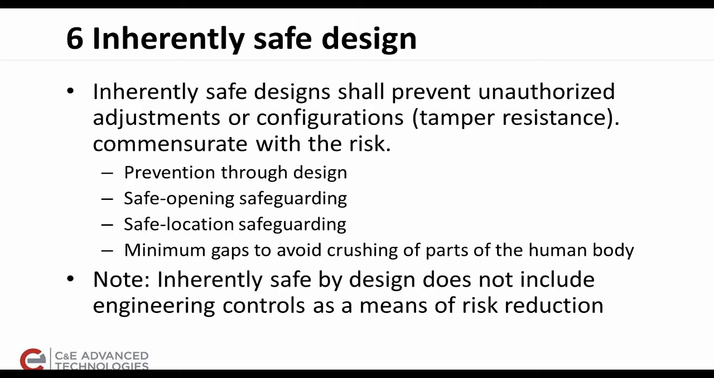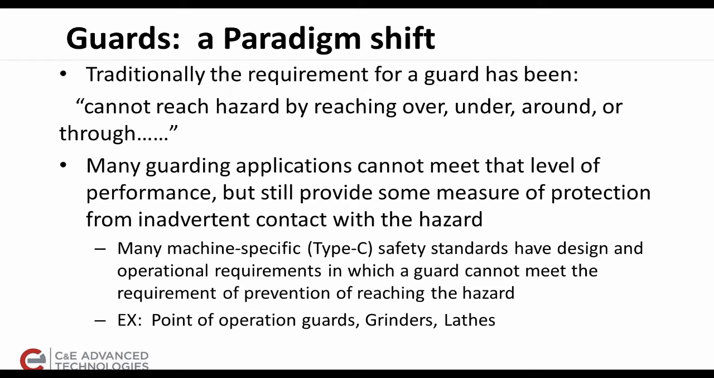Okay, we have the safe opening safeguarding, where the part actually blocks the opening to the hazard. Safe location, where the hazard is located in a position where it is not accessible. One point to remember is that inherently safe by design does not include the engineering controls as a means of risk reduction, because those are things that we are adding to the machine after the design. The thing to note also is that when there is a failure to danger of one of these risk reduction means, the risk goes back to what it was before that system was installed.